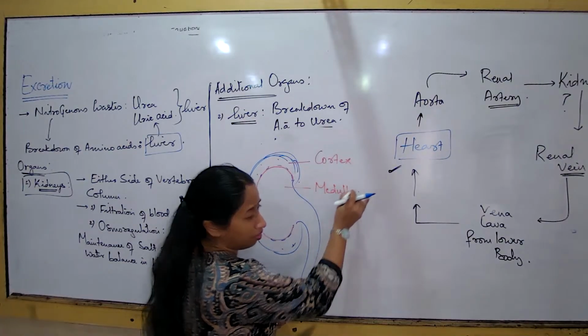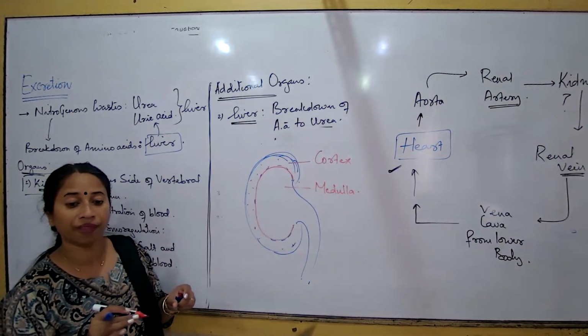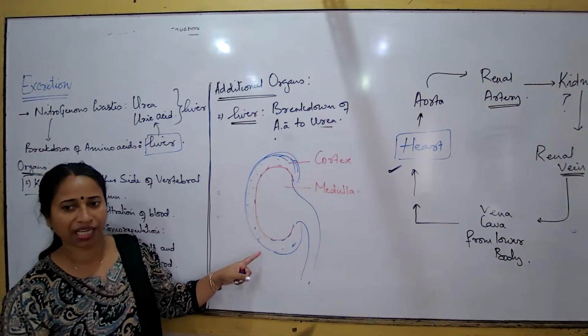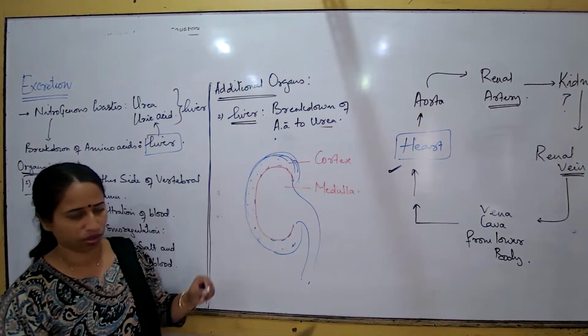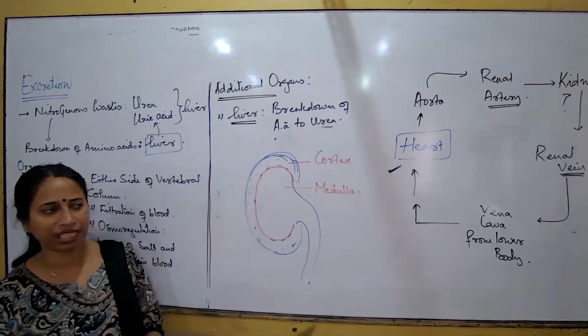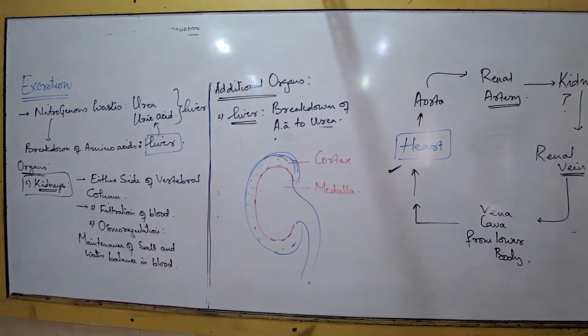Now for this you don't have any diagram in your textbook. The textbook doesn't have a diagram of the section, but the terms you have to learn. So what are the two major parts of the kidney? The two major parts of the kidney are the cortex and the medulla, and the rest of the parts we are not studying.